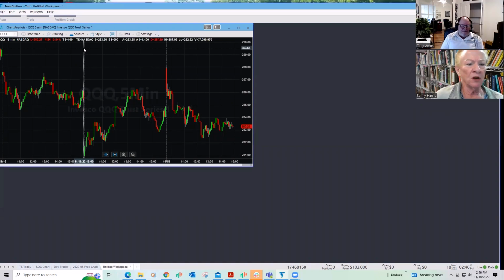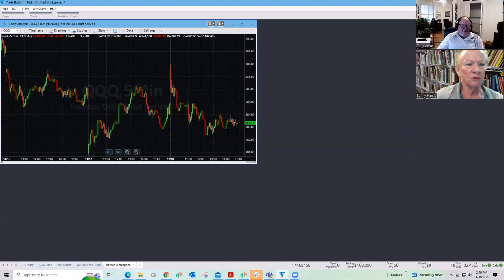Now you have a chart of the QQQ on a 5-minute basis. Looks good. But what are you supposed to do from here? Who knows? That's why we're going to put some indicators on there, and you'll be able to see exactly what to do. So go up to File again.